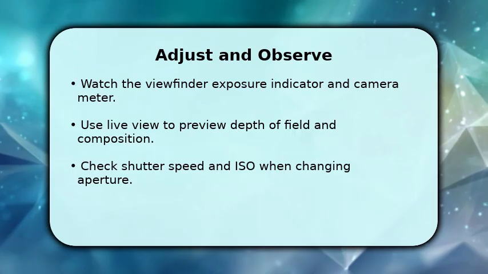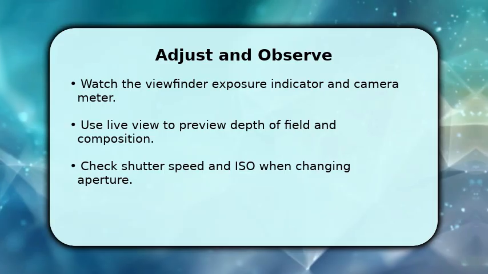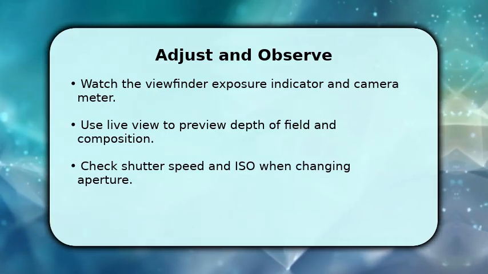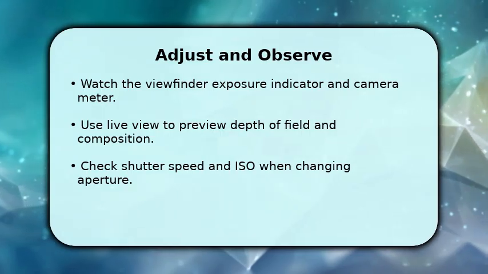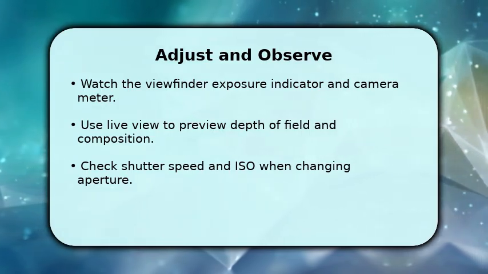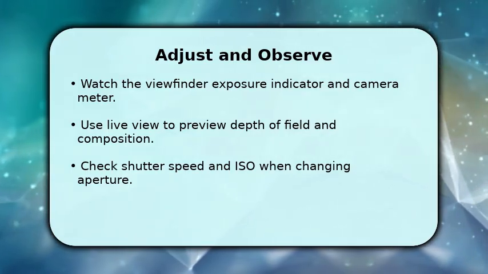Lowering the f-stop makes the meter require faster shutter or higher ISO to expose correctly. Make adjustments intentionally. If in aperture priority the camera picks a slow shutter, either raise ISO or open aperture further, and if in manual, adjust shutter or ISO to compensate.